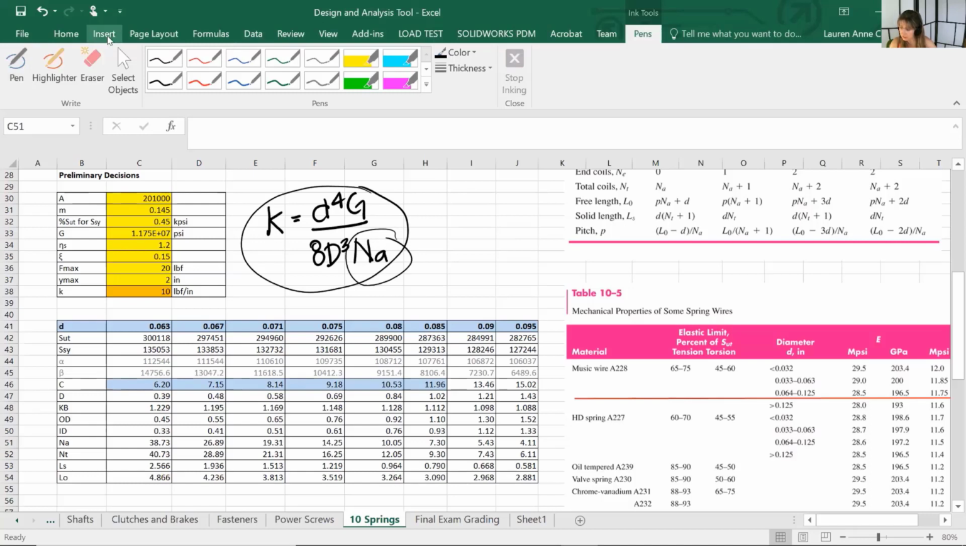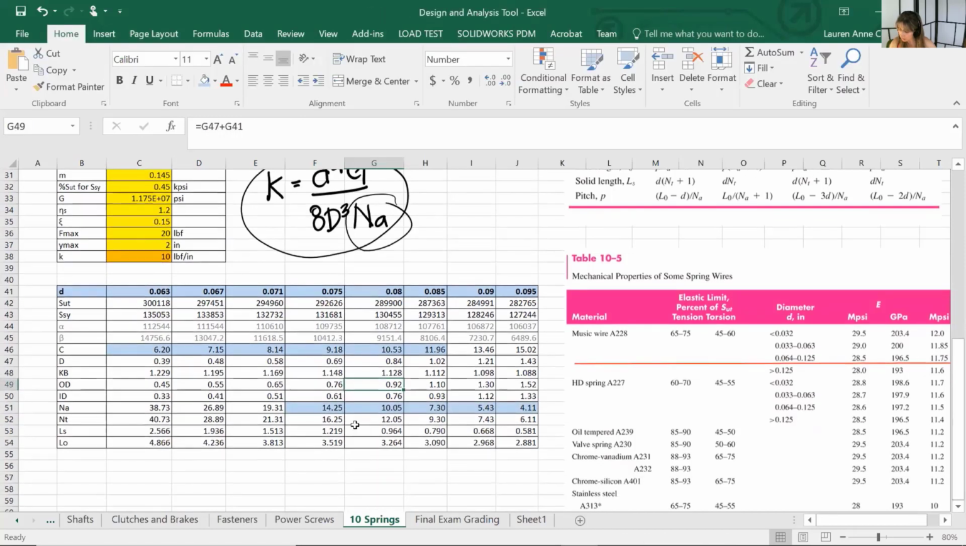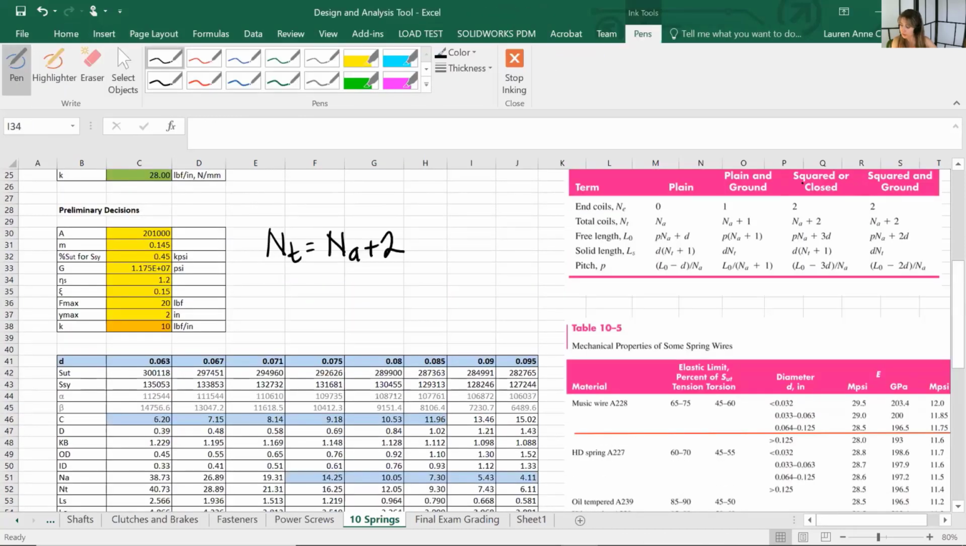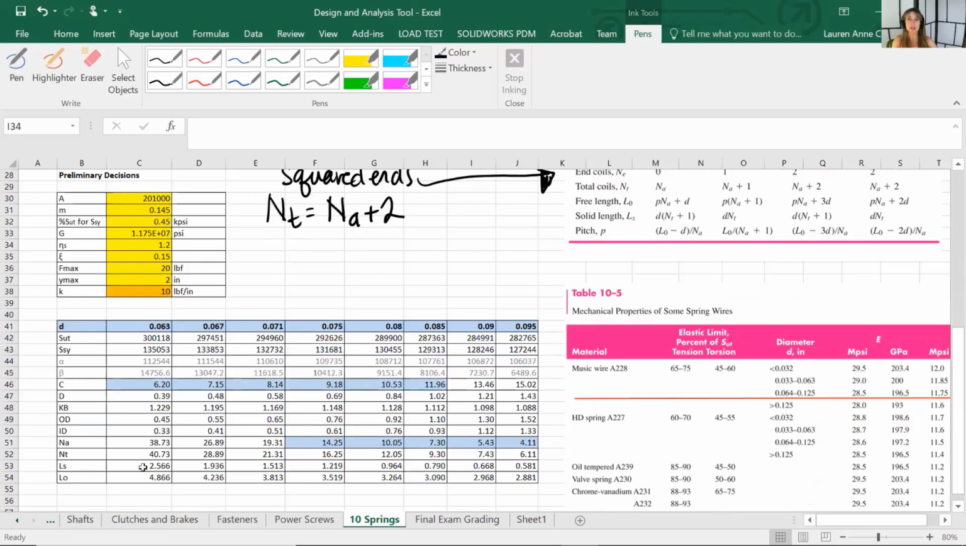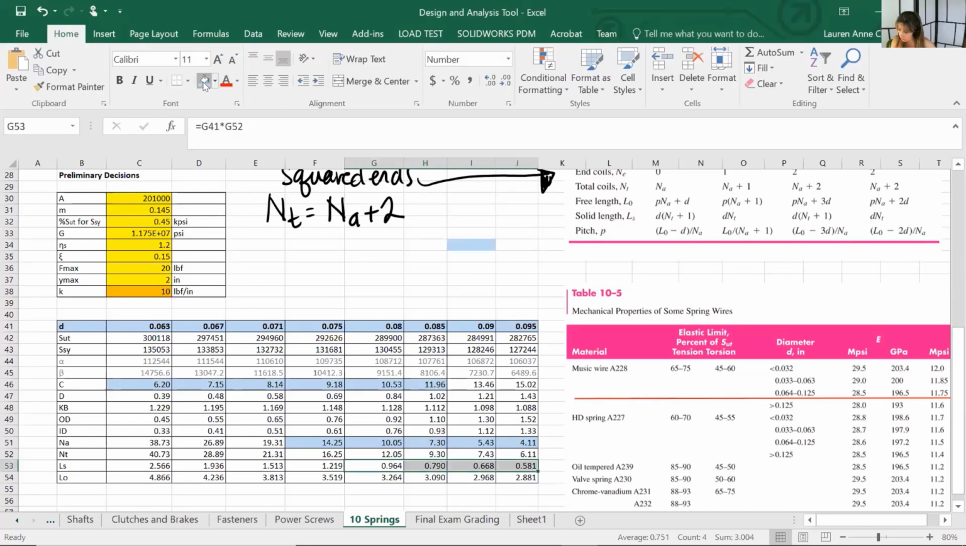So we can fill some of these cells in because we only want active coil numbers between 3 and 15. So that would be an acceptable range. So the number of total coils is the number of active coils plus 2, and that is just based on my choice that we're going to go with squared ends. So now you have this range of solid lengths and a range of free lengths. So the problem statement says the solid height cannot exceed 1 inch. So here would be our choices. And the free length can't be more than 4 inches.